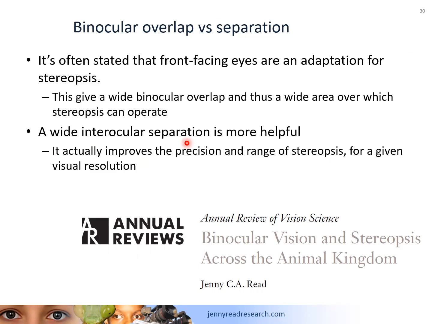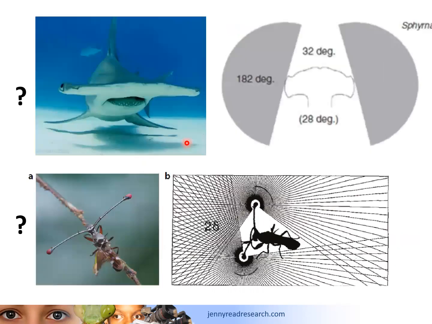What I think is a more obvious evolutionary specialisation for stereopsis would be a wide intraocular separation, because that really improves the precision and the range of stereopsis, given your visual acuity. So on that basis, I think we should be looking at animals like the hammerhead shark, which does appear to have evolved a very wide intraocular baseline and has a substantial binocular overlap, and the stalk-eyed fly, which could potentially have stereoscopic vision not only in front of it, but also behind.